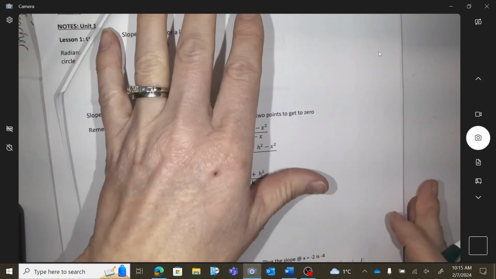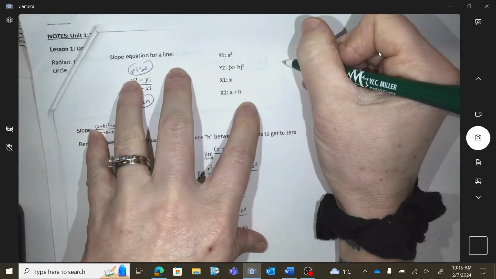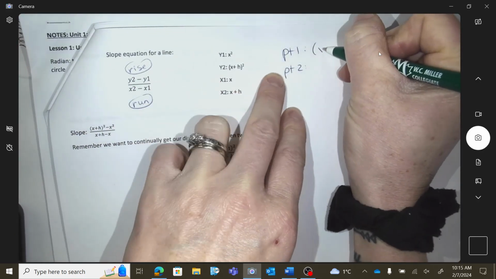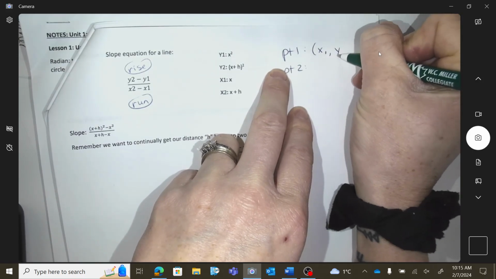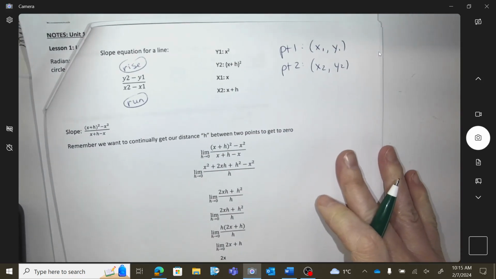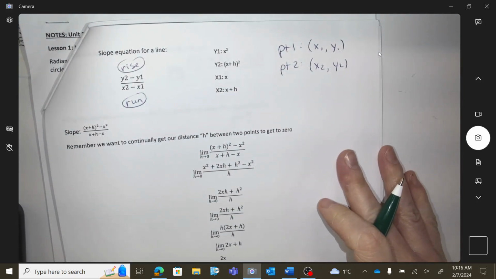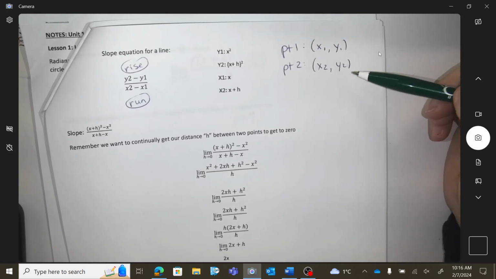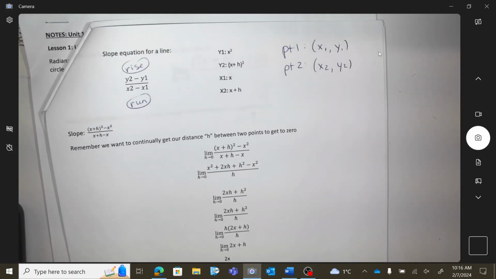Okay, and that came from, right? That's what we would do. We would have two coordinates. Does that ring a bell from grade 10? You'd always have two coordinates, and then you would take away their y's and take away their x's to figure out the rise and the run.